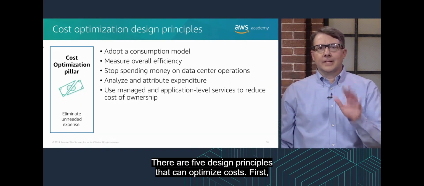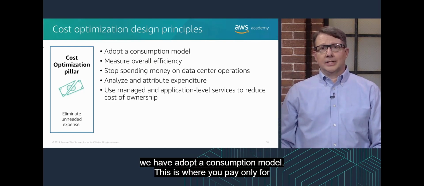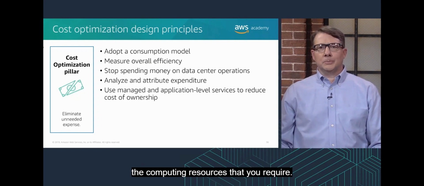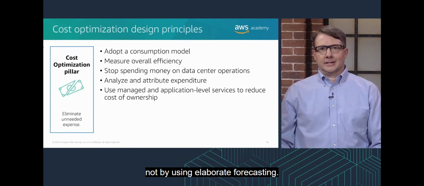There are 5 design principles that can optimize costs. First, we have adopt a consumption model. This is where you pay only for the computing resources that you require. Increase or decrease usage depending on business requirements, not by using elaborate forecasting.